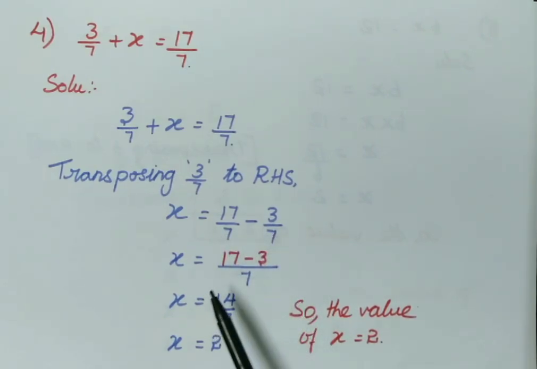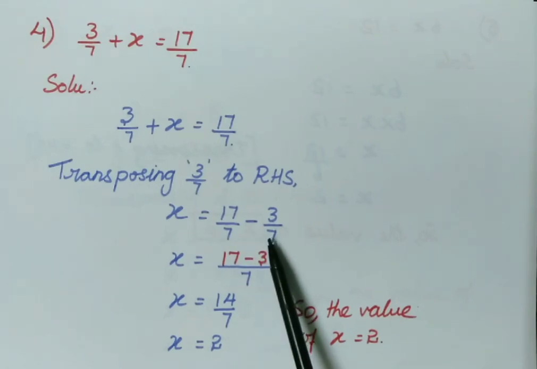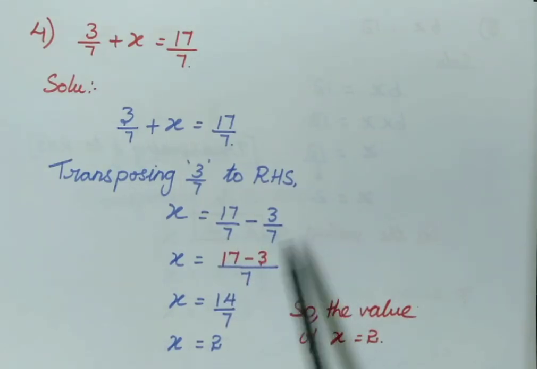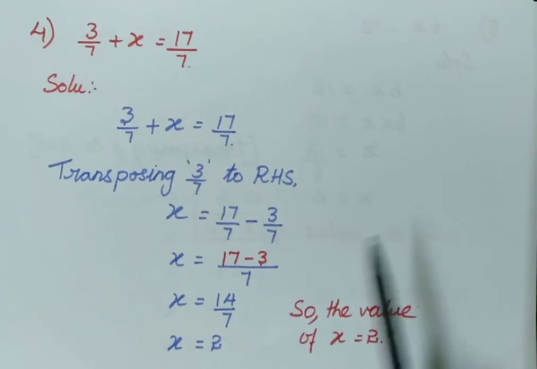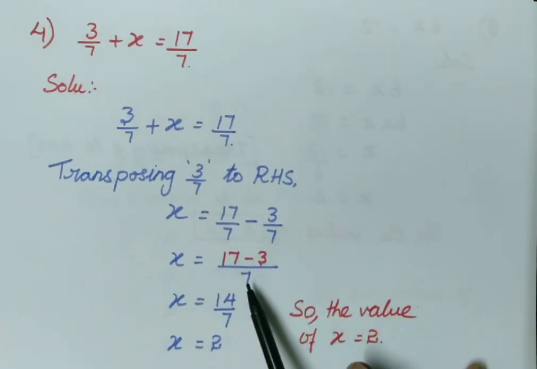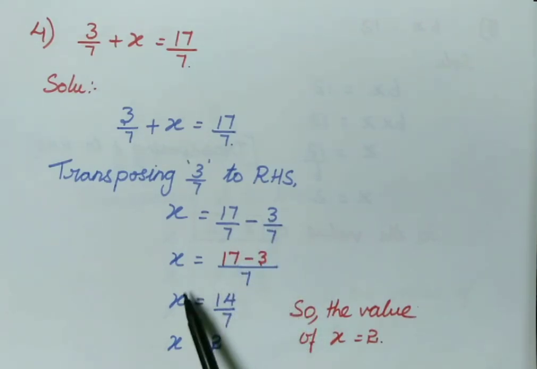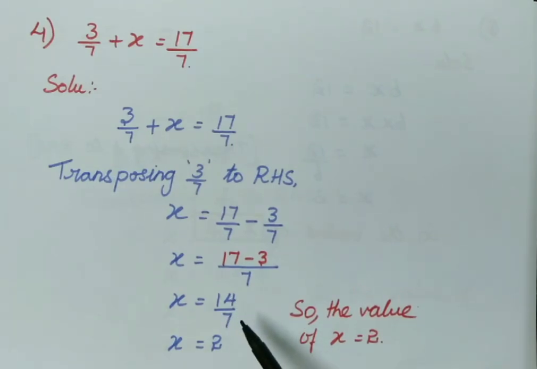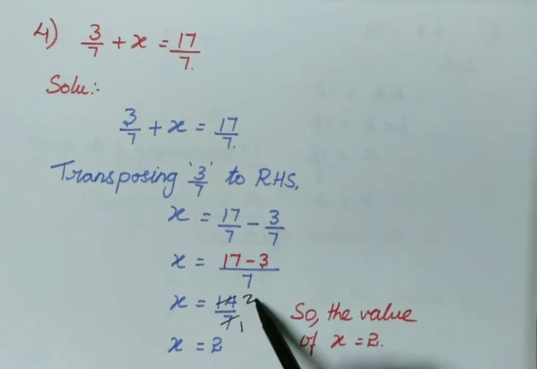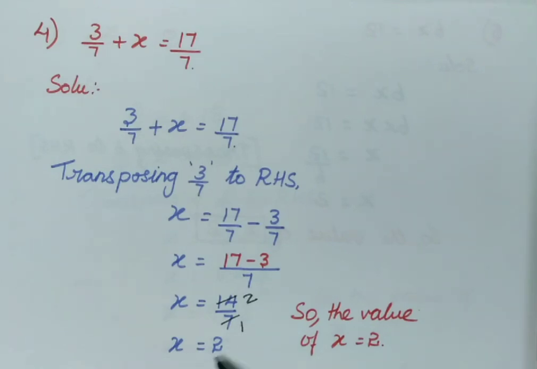In these two rational numbers, if you see, the denominators are the same, 7 and 7. So you need not do any kind of calculation. Let us write a common denominator 7 and subtract the numerators, 17 minus 3. So x equals 17 minus 3, which gives you 14 over 7. Now 14 and 7 are multiples, so we can cancel: 7 ones are 7, 7 twos are 14, so the value of x equals 2. That is how we found the value of x equals 2, hence the result.